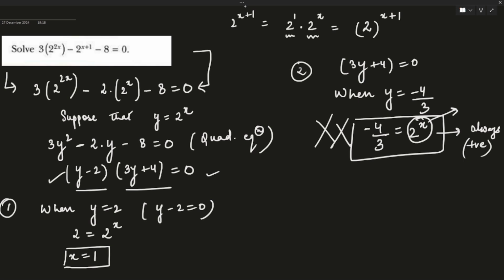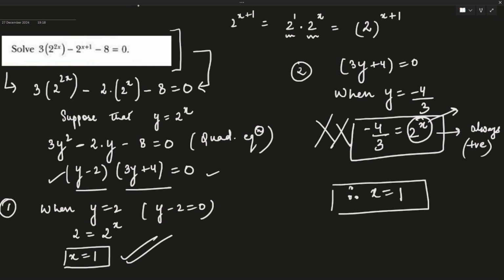So 2 to the power x cannot have a negative value, so it cannot be equal to minus 4 upon 3. The solution is only x is equal to 1. We had to solve this equation for the value of x, so therefore x is equal to 1. You can check it: if you put the value x is equal to 1 in this equation, you'll get your answer as 0.